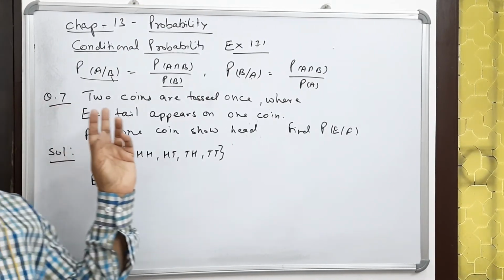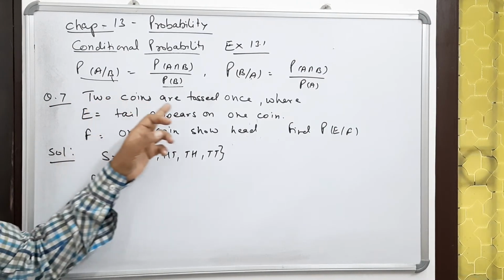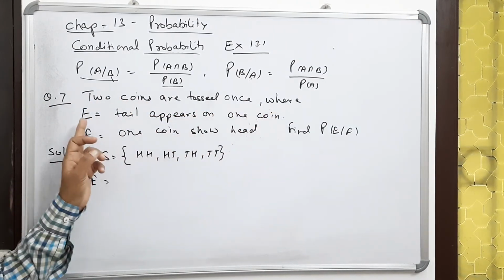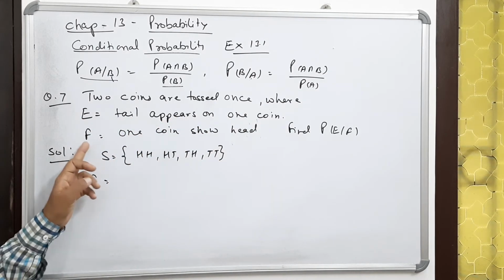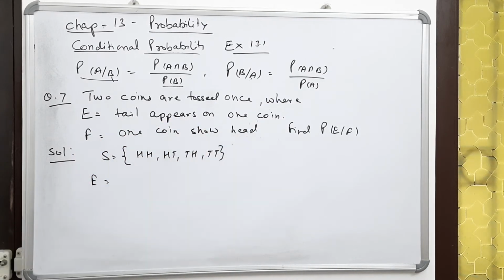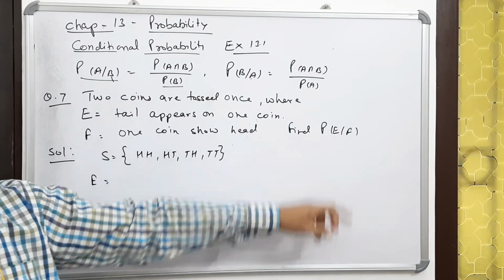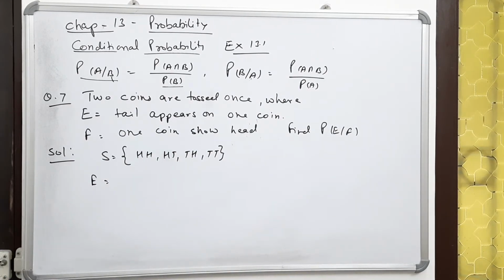Yes, you see the next problem. 2 coins are tossed once, where E means a tail appears on one coin and F means one coin shows head. Find the probability of E when F has already occurred. Now the sample space is this. You know it very well.